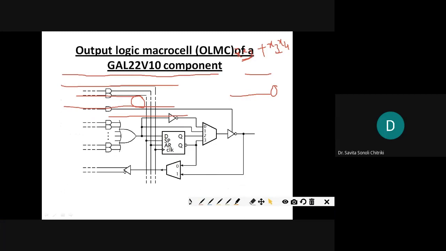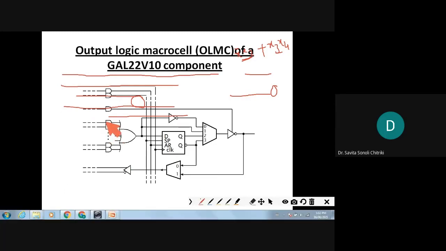So these AND gates could be either 8 or 16, right? The output of the OR gate is connected to the D flop here. What is there? Reset, preset, and clock are there. Q and Q bar are there. So the same thing is being told.